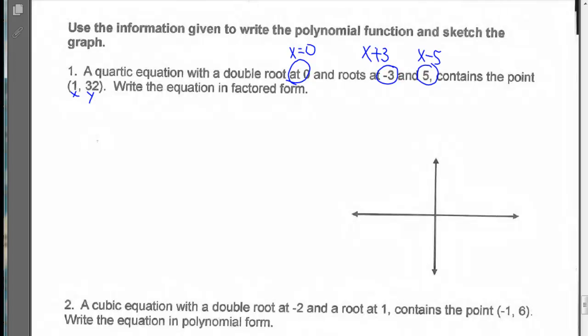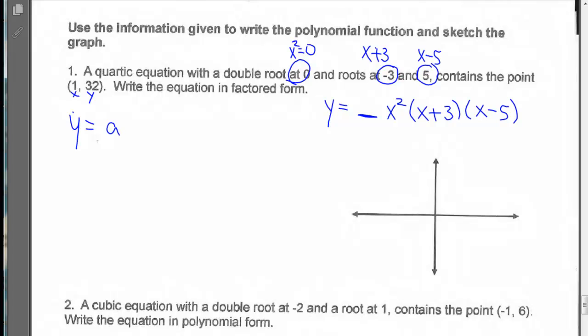Now if we were to write the equation with what we know, y would be equal to something. We don't know the stretch, but we do know that this is a double root at 0, so it's going to be x squared. So this is x squared times x plus 3 times x minus 5. I'm missing the a, so what I need to do is plug in for x and y, 1 and 32, to find out what a is.